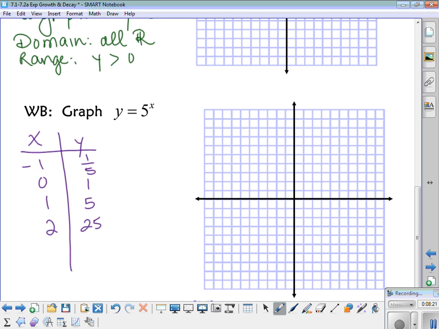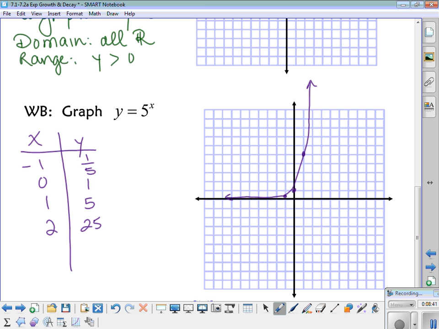All right, so -1, 1/5. Again, I just do the best I can to approximate the fraction. And 0, 1, and 1, 5. And then the other one's way up here somewhere. So it looks basically the same. It's just a little bit steeper than the previous one. Okay. Anybody have any issues with that?